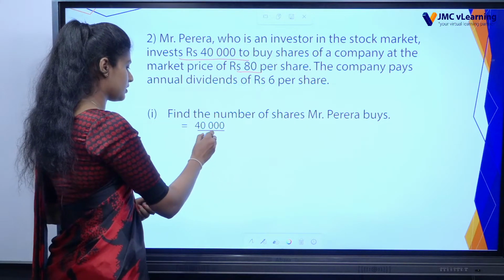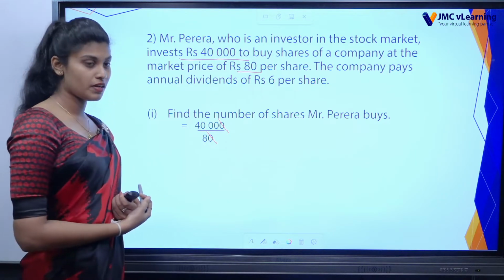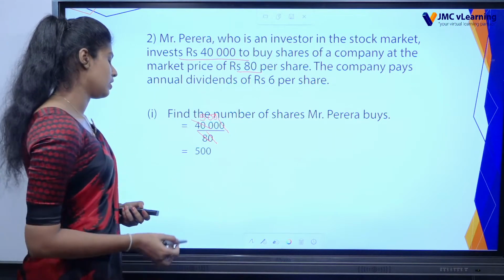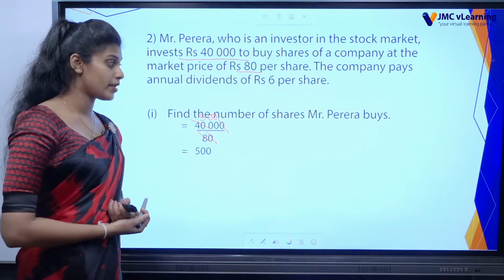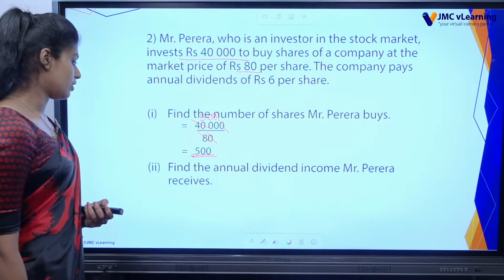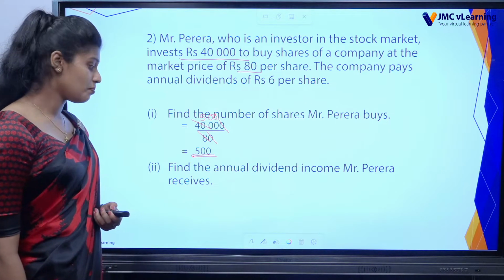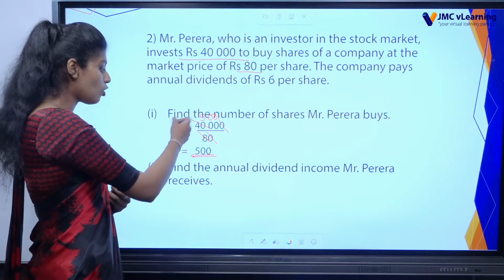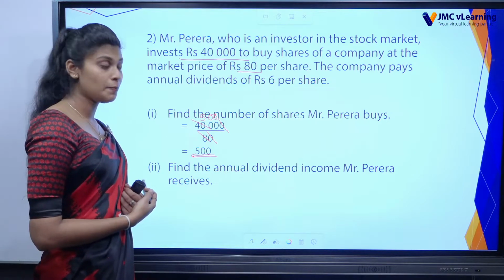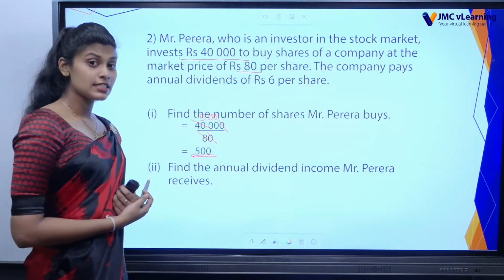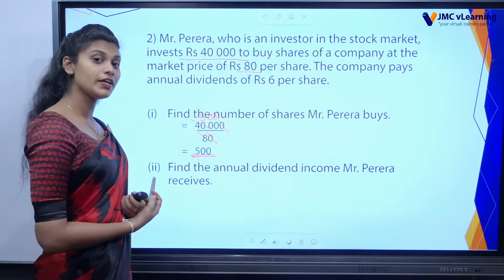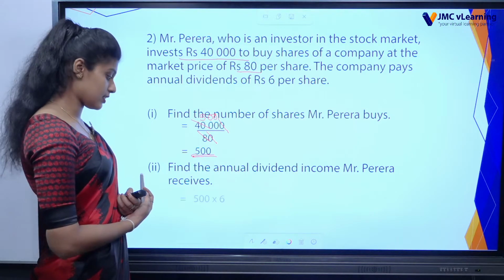Then what is the answer? Let's divide this one by 8. Here 5. Then how many shares does Mr. Pereira buy? 500 shares. Then find the annual dividend income Mr. Pereira receives. Now how many shares does he have? 500. After 1 year, they are paying 6 rupees per share. Number of shares is 500. That 500 you have to multiply by 6.